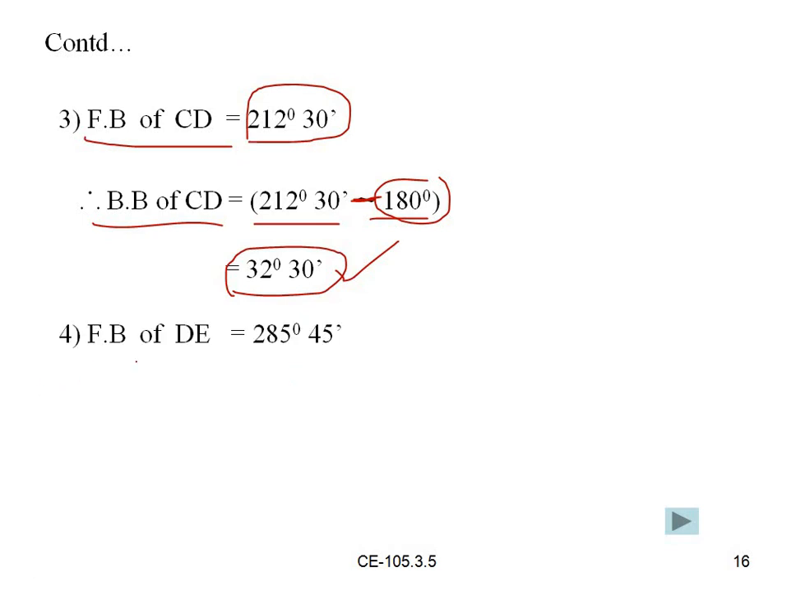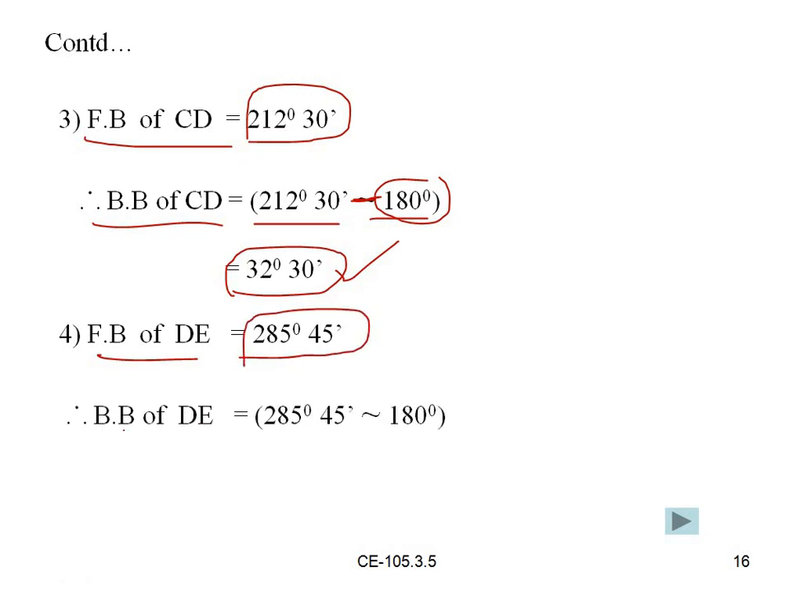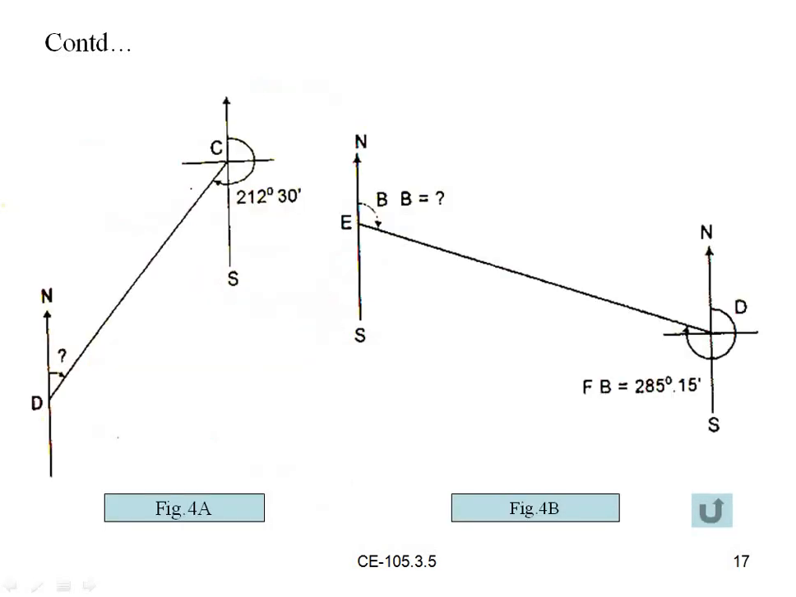Meanwhile, the forebearing of DE is equal to 285 degrees 45 minutes. Then the back bearing of DE is 285 degrees 45 minutes minus 180 degrees, we will get 105 degrees 15 minutes. So if the value is less than 180 degrees, we are doing plus. If the value is more than 180 degrees, we are doing minus.